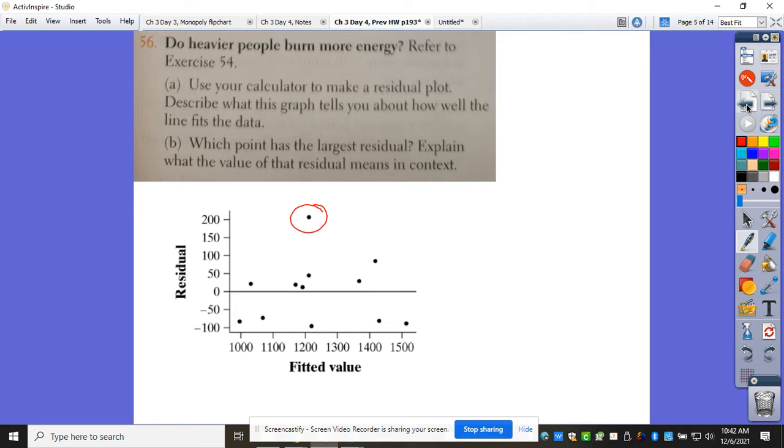Well, if our residual is positive, does that mean we over or underestimate? Yeah. That means we underestimated because here's our estimated line, and the estimated line is under where we ended up. So that means we really, really underestimated the metabolic rate for that one person.